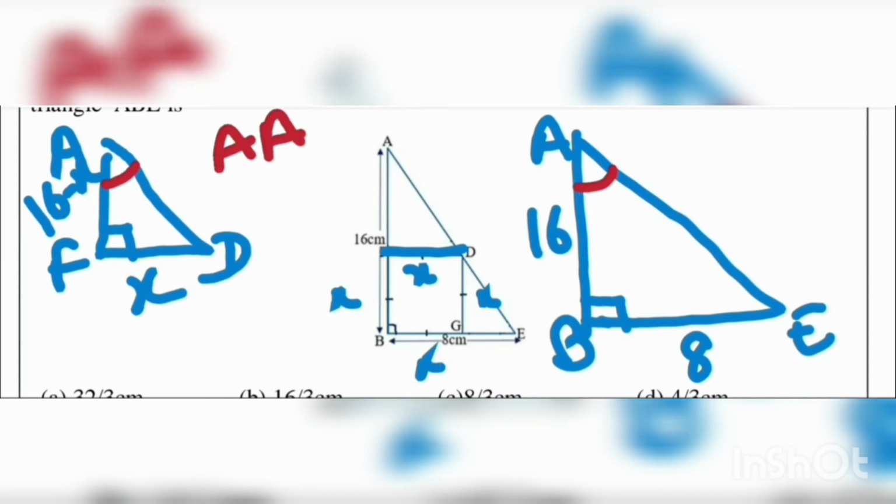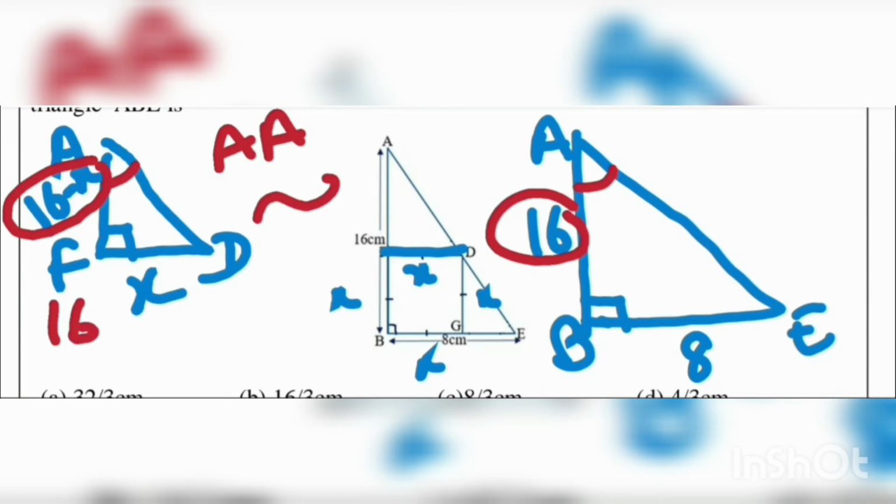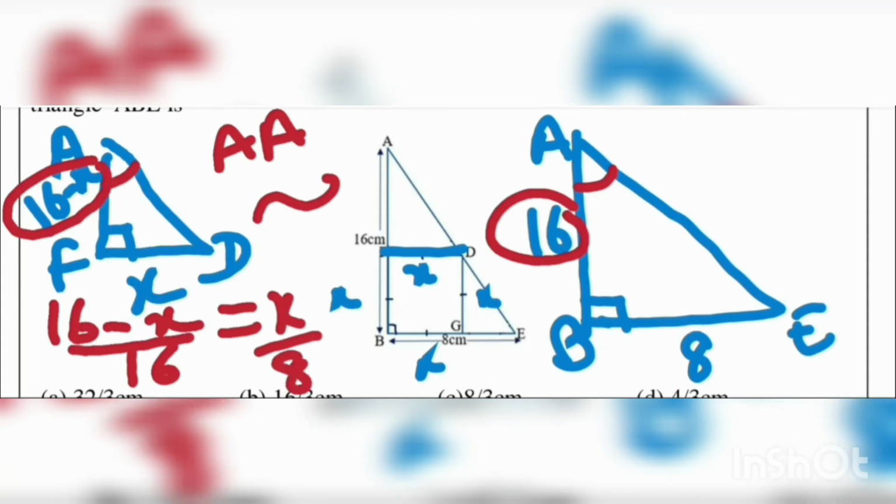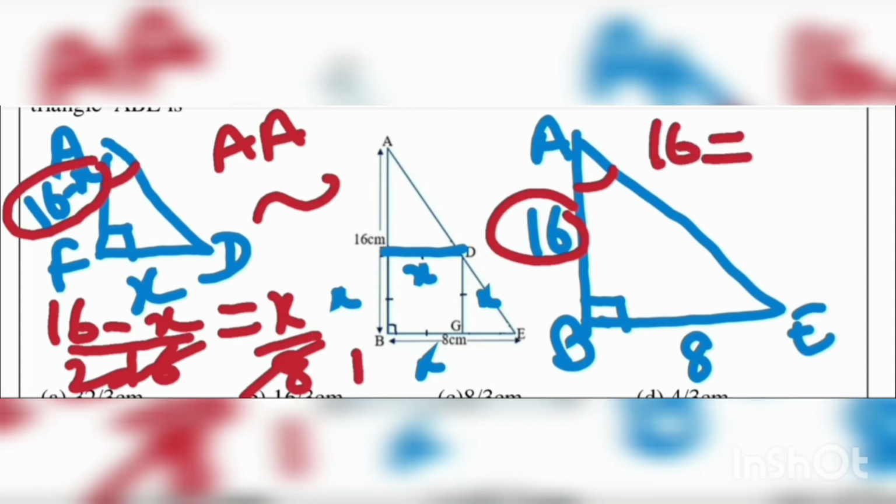So, their corresponding sides will be proportional. If I take this side from this triangle, then I will take this. So, (16 minus x) upon 16 will be equal to, then we can take the other sides, x upon 8. Now we can simplify this. We can cancel it, 2 will go up. So 16 will be equal to 2x. This x will go to the other side, equal to 3x. So x will be 16 by 3.